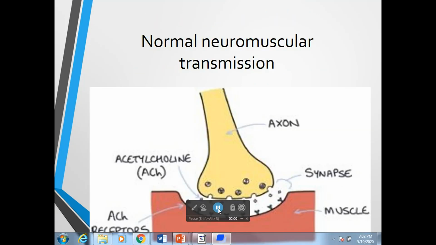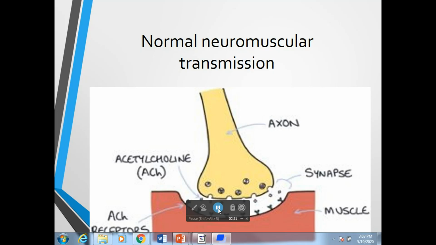Let's talk about some pathophysiology. Here in this picture, we have a normal neuromuscular transmission. You can see the axon, the synapse, the muscle. You also see the acetylcholine and the acetylcholine receptors. So basically, when our brain sends a message, it travels down the spinal cord and through the nerve. When it reaches the muscle, there's a junction that's called the neuromuscular junction. Now you can see that's right around where the synapse says.